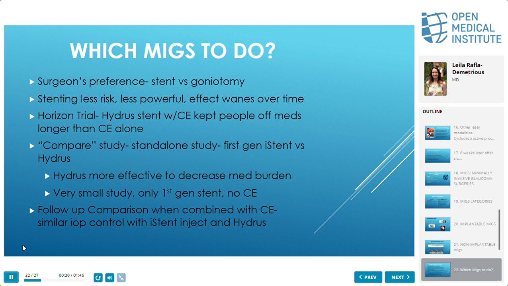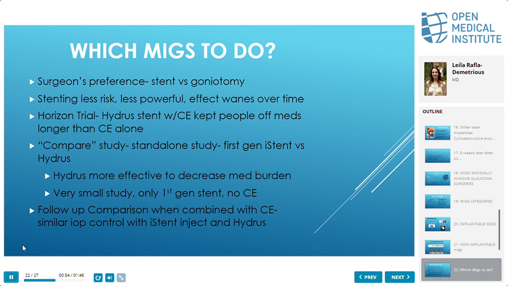Stenting, like putting in a little iStent, it's very low risk. The thing is, it's a modest pressure drop, and over time the effect does wane. The Horizon trial, which was done several years ago, the reason why these were even approved was because they did it with a Hydrus stent, and it showed that the Hydrus with the cataract extraction brought a lower IOP and kept people off meds longer than just cataract extraction alone.